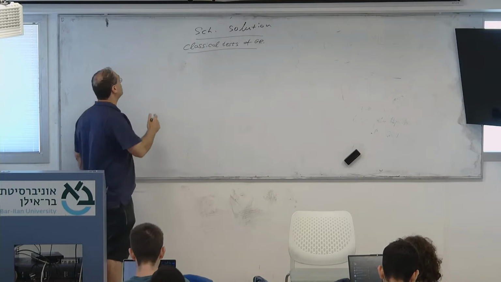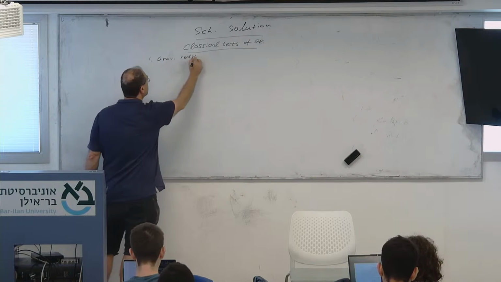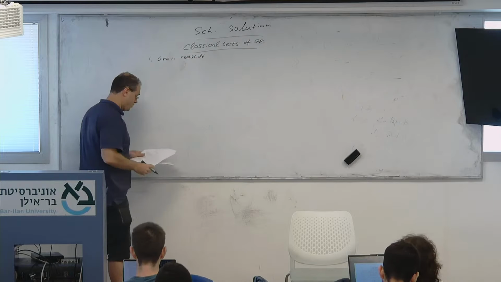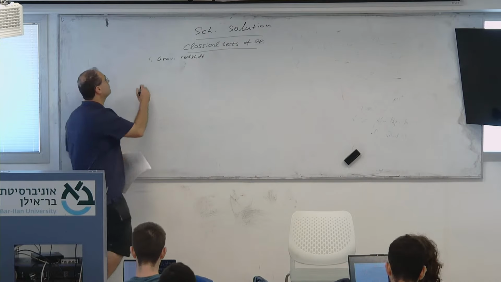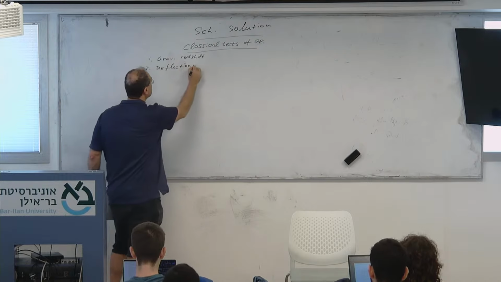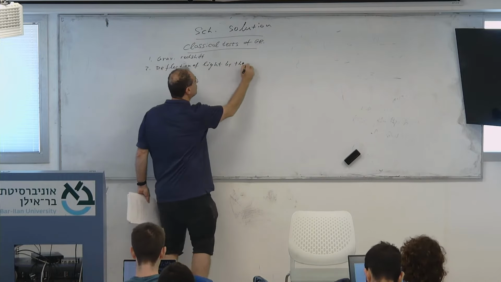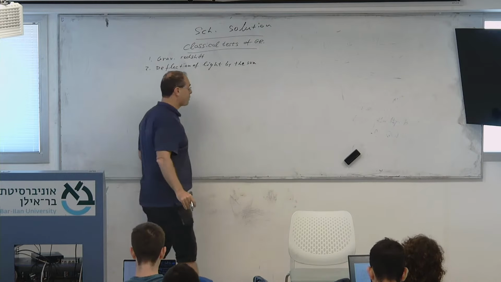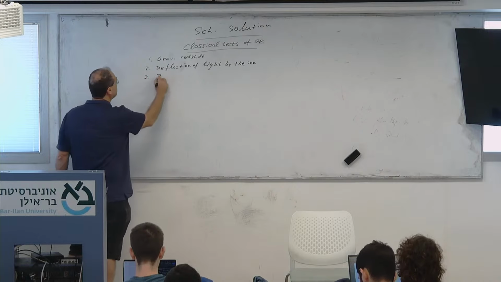So the first one is the gravitational redshift. The second one was the deflection of light by the sun or other stars. The third was the precession of the perihelion.